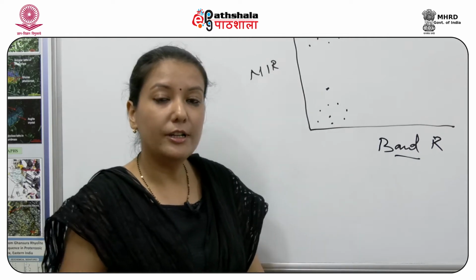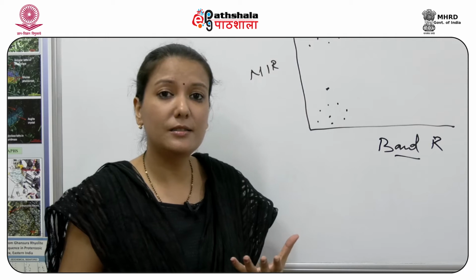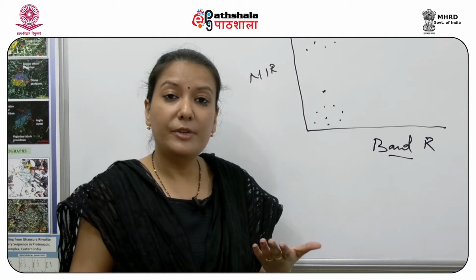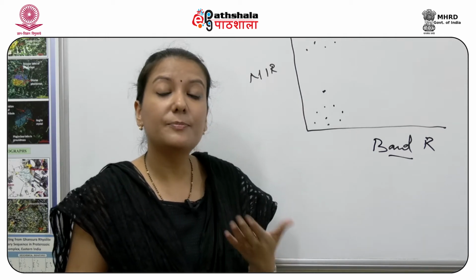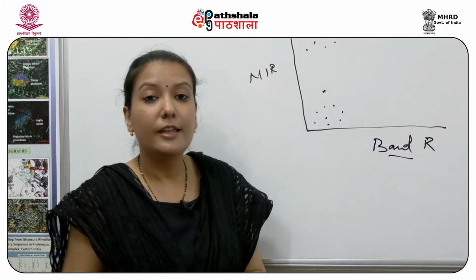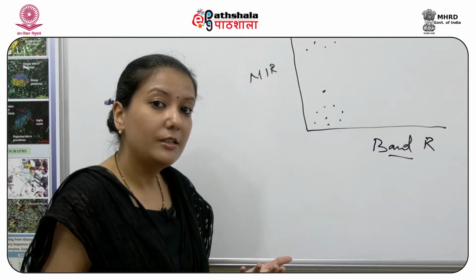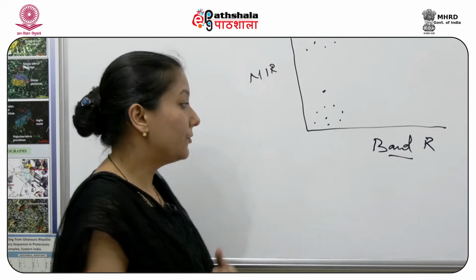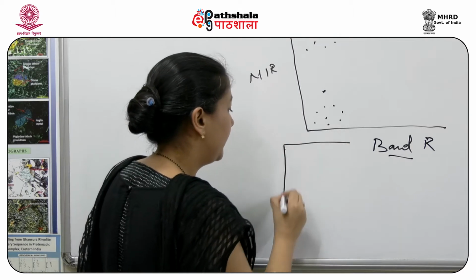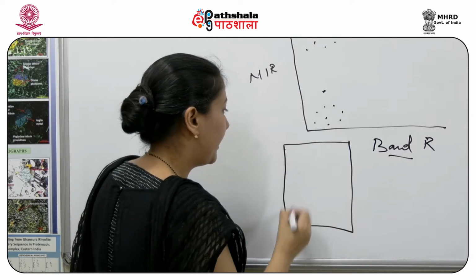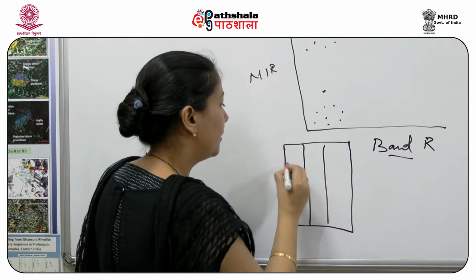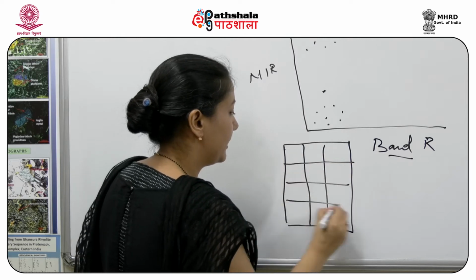Now if you look at the band resolution, the radiometric resolution of the data and the spatial resolution also vary. What do I mean by these two resolutions? First of all, if you have raster data, you will notice that the band data is in the form of equal sized cells.